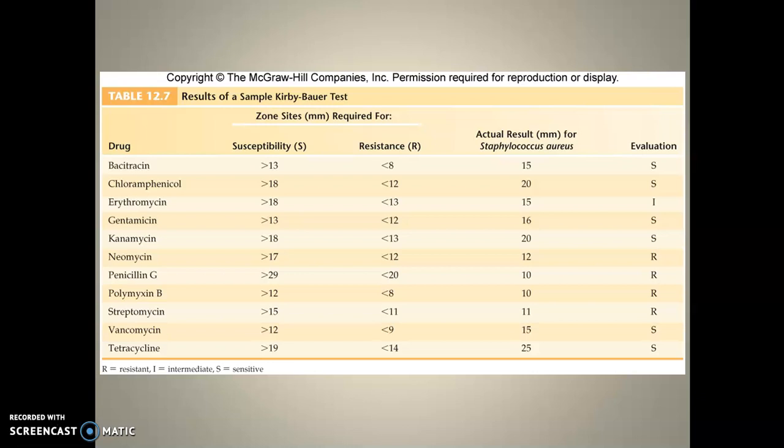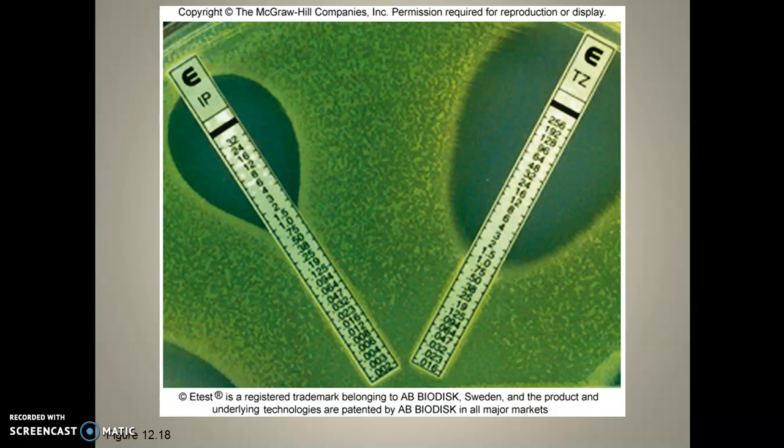So lots of other information that we can extrapolate from that kind of data. The other type of test that's important, and it ties into our Kirby-Bauer sensitivity test, is actually looking and seeing how much of the drug is needed to inhibit the growth.